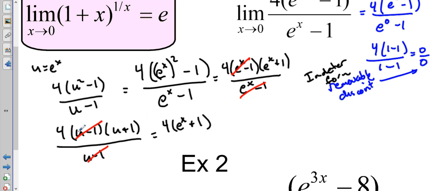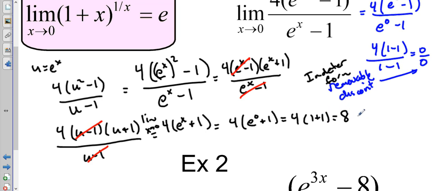And guess what you have to do after that? Once you eliminate the hole, you then take the limit as x approaches 0 again. So we plug in 0, we have 4 times e to the 0 power plus 1. Well, that's going to be 4 times 1 plus 1, which equals 2, which will give us 8. And that's our limit. And that's our value. That's what we know.